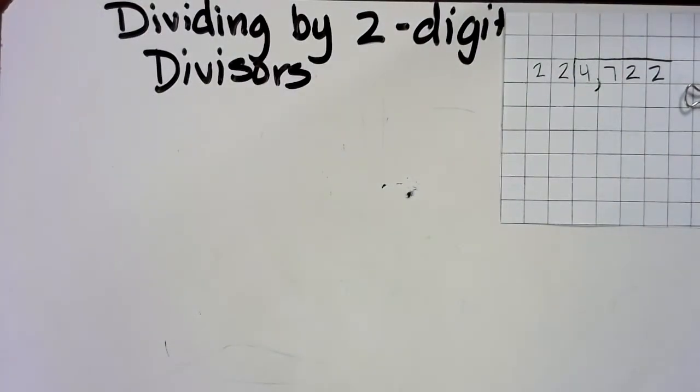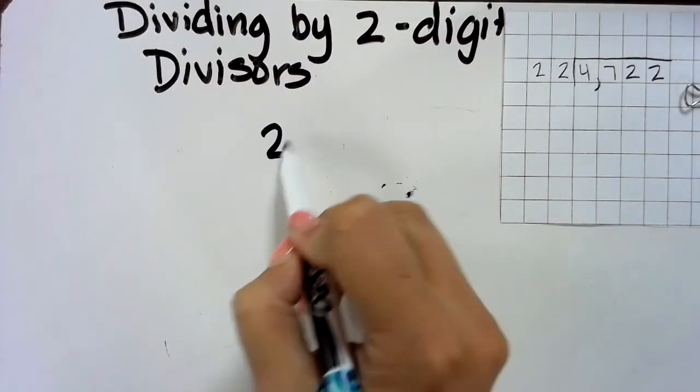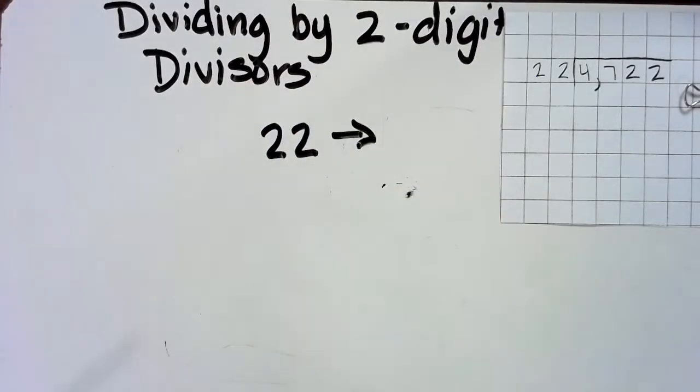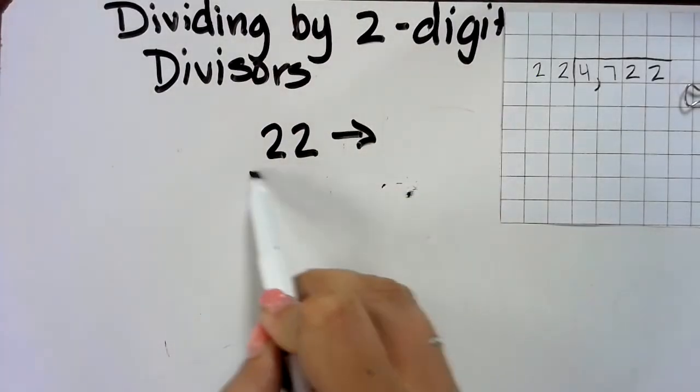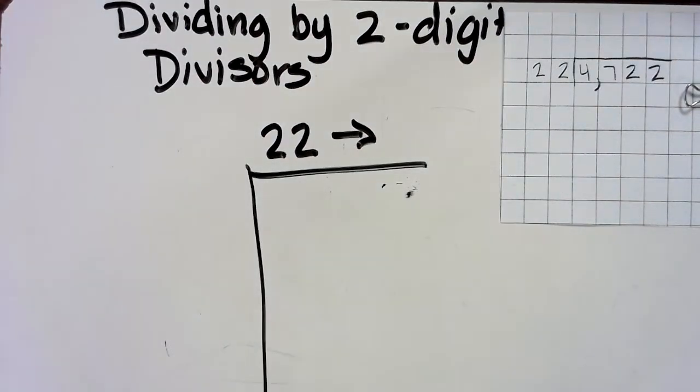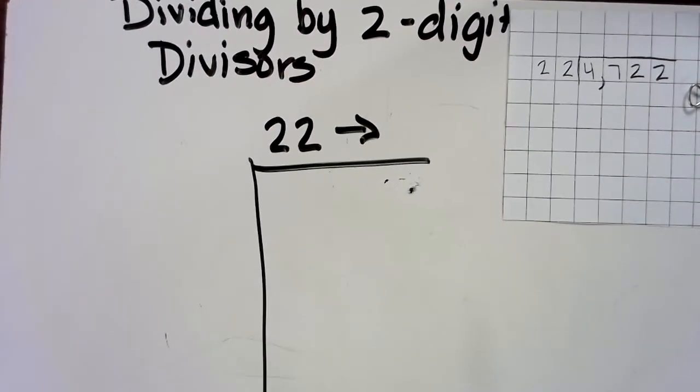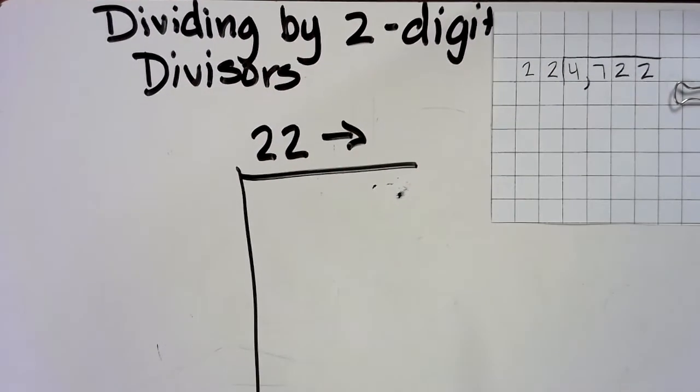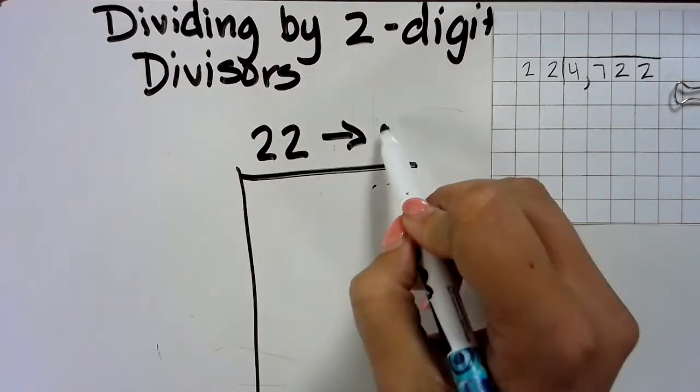So here's our new problem. We are going to take 4,722 divided by 22. The way that I do that is I need to figure out an easier number to work with than 22. I'm going to make a compatible numbers bar right there. Okay. So 22, if I estimate that, that's going to be 20.